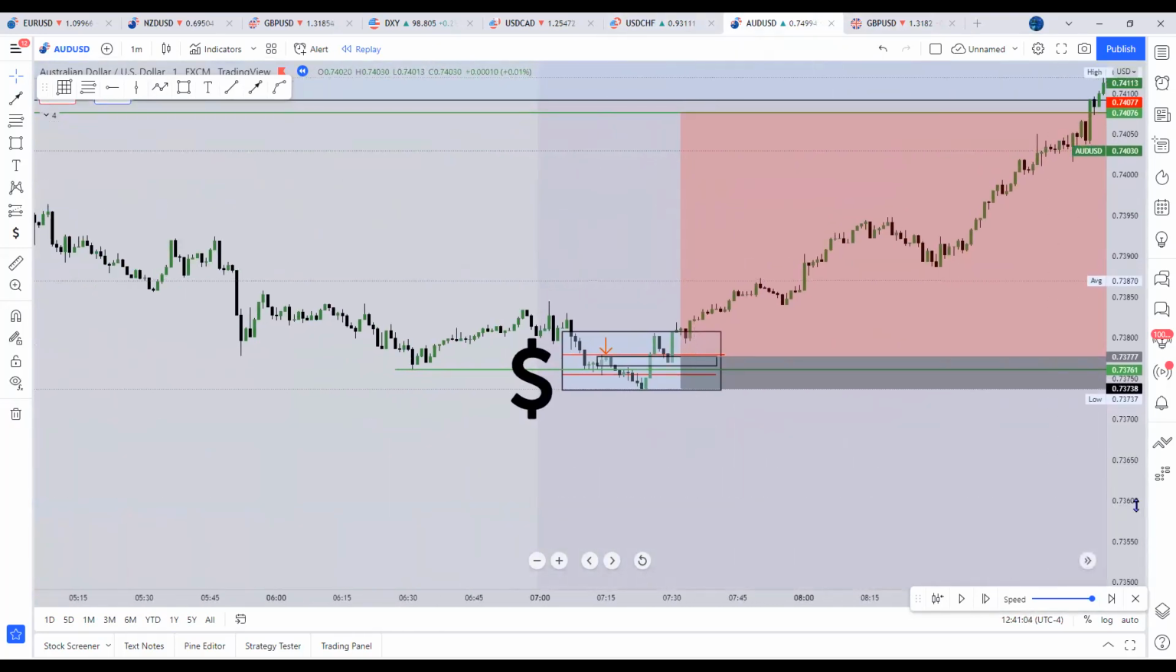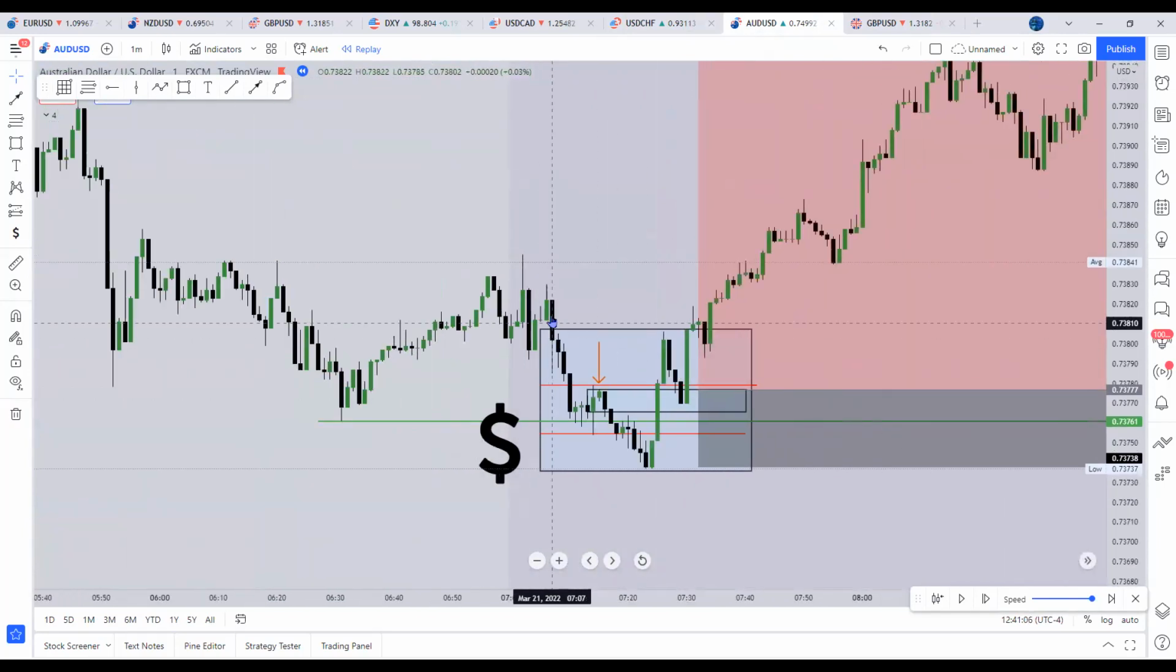So for example, some people may have said right here, this is an order block. Who would have said this is an order block? Yes, I would have. So a lot of people would have said this is an order block. Can anybody tell me why it's not an order block?